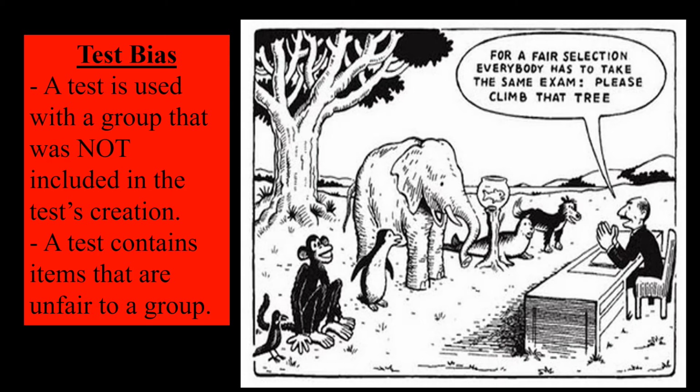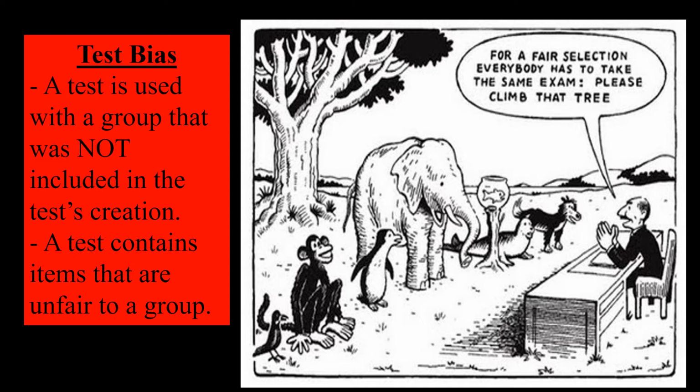Now, one of the things that we know about in psychology is called test bias. That is what happens when you use a test on a group that was not included in the creation of the test. When we create a test, we have a standardized group, usually a representative selection of people from within a culture. And then you are compared to people in your age group. But if a test contains items that are unfair to the group, then that's called test bias.